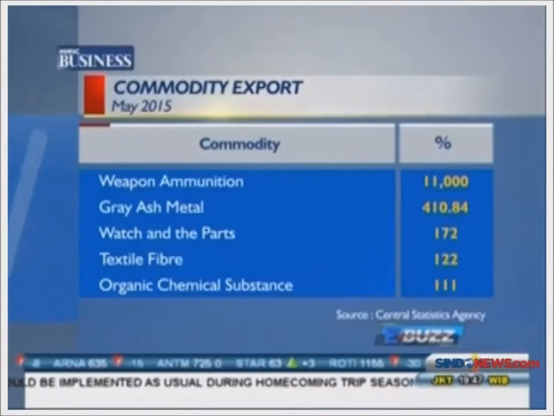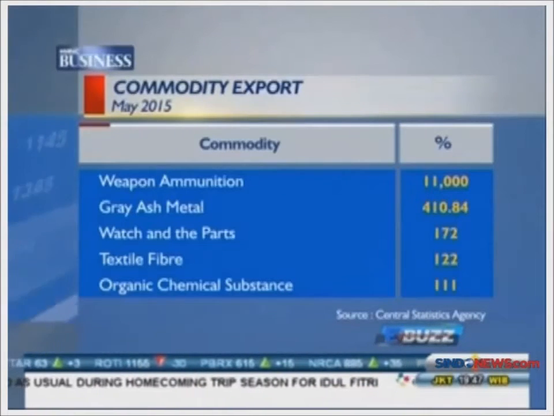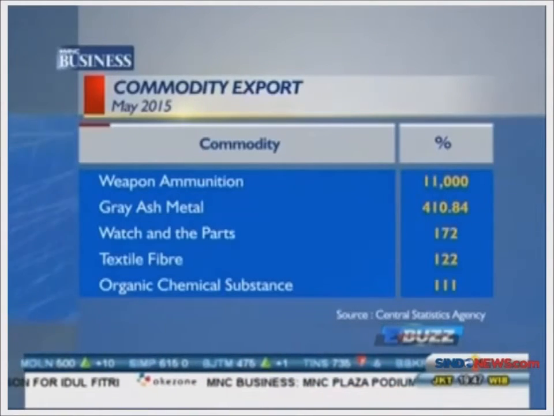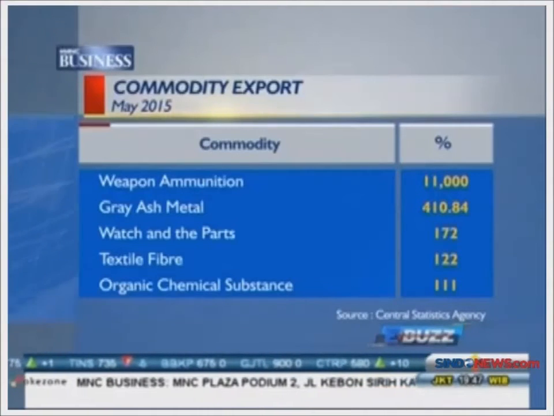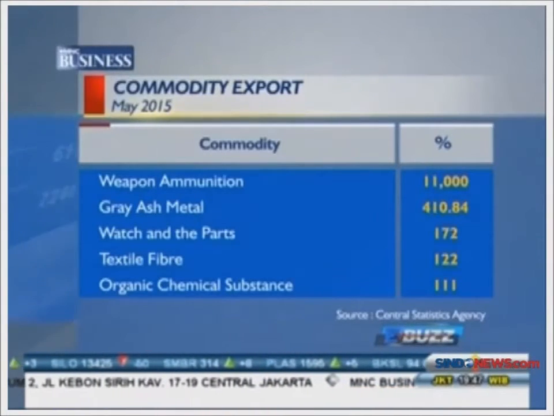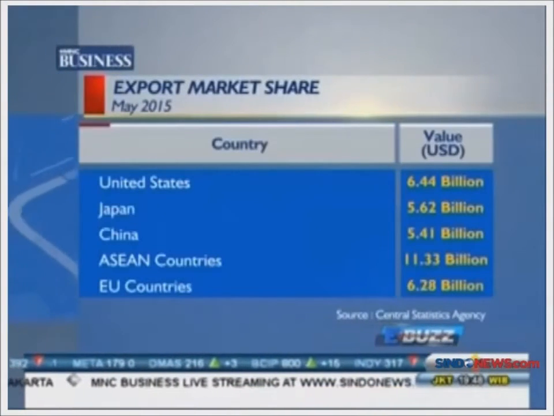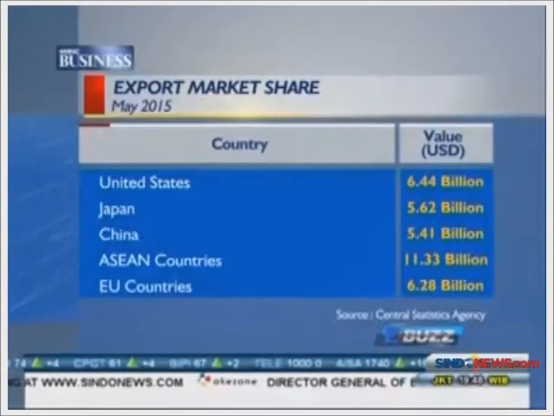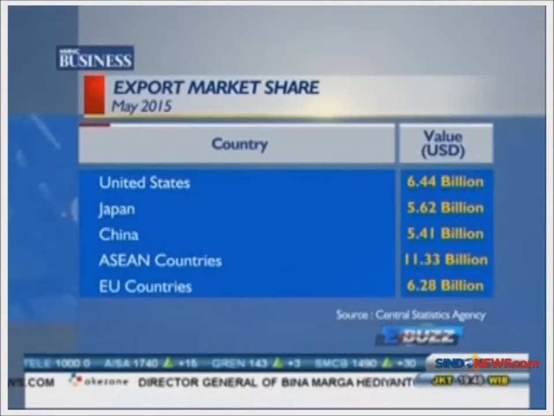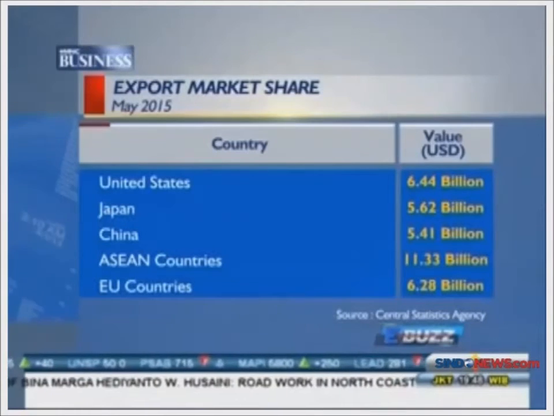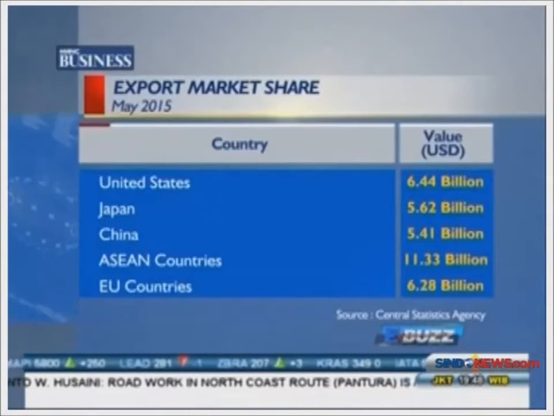Those include weapon ammunition, which rose by 11,000%, grey ash metal rose by 410.84%, watch and the parts rose by 172%, textile fiber rose by 122%, and organic chemical substance rose by 111%. Meanwhile, the market share for non-oil and gas export from January to May 2015 has been supported by the United States by $6.44 billion, Japan by $5.62 billion, China by $5.41 billion, ASEAN countries by $11.33 billion, and EU countries by $6.28 billion.